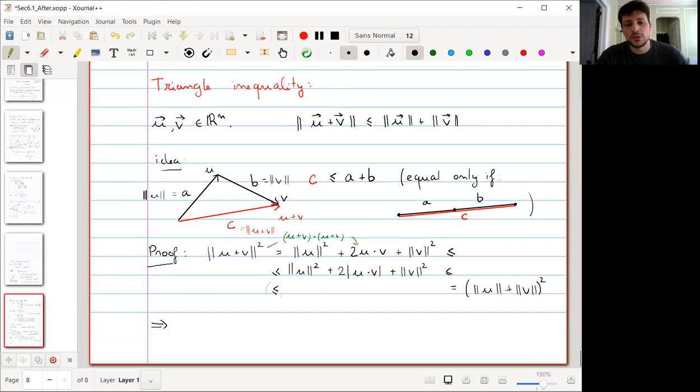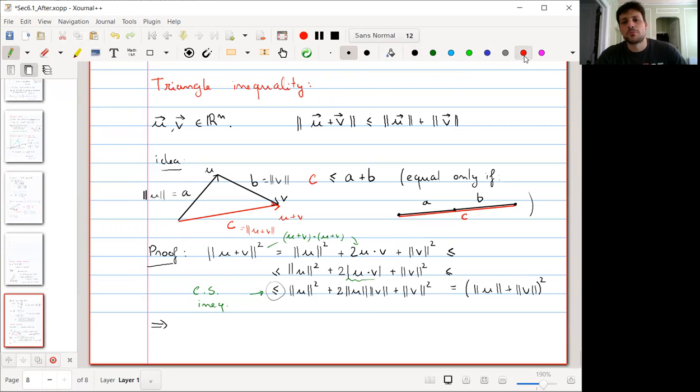Then the second thing we're going to do, since we have an absolute value here, is to use the Cauchy-Schwarz inequality. Applying the Cauchy-Schwarz inequality here gives me the norm of u squared plus 2 times the norm of u times the norm of v plus the norm of v squared. And that's just the square of a binomial. That's exactly the norm of u plus the norm of v, squared. You get a double product when you FOIL this out.